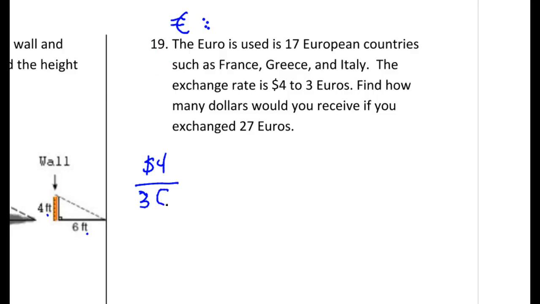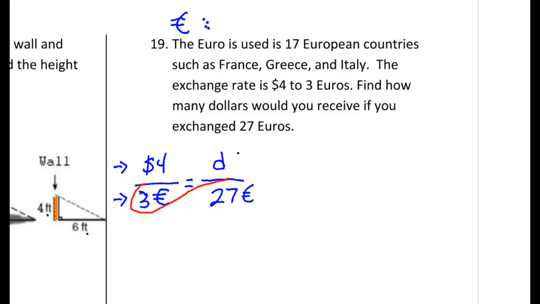So I'll use that just to teach us something a little extra. Okay. And we want to know what we get with 27 euros. So again, I got my dollars on top, euros on the bottom, just like the height is on top, shadows on bottom, miles on top, minutes on the bottom. We always keep them consistent across. Okay, so we want to know how many dollars. I'll put D for dollars. Okay. So let's go ahead and solve this in a similar fashion as the others.